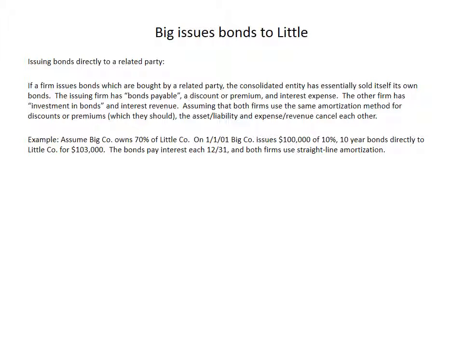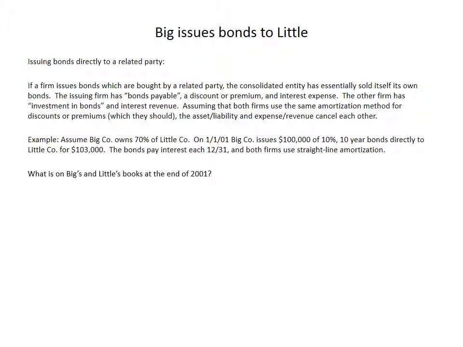Now, assuming that both firms use the same amortization method for any discount or premium, which they should, the asset and liability should exactly offset each other, and the interest expense and interest revenue should exactly offset each other. So for example, let's assume that big company owns 70% of little company. On January 1st, 2001, big company issues $100,000 of 10% 10-year bonds directly to little company for $103,000. The bonds pay interest each December 31st, and both firms use straight line amortization.